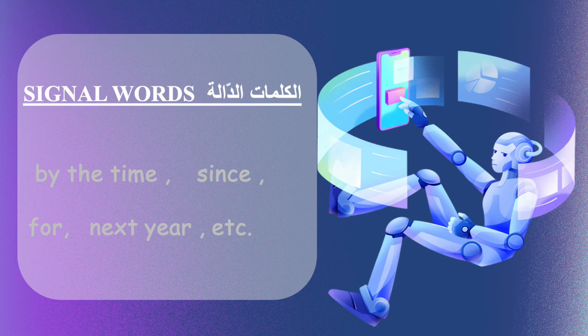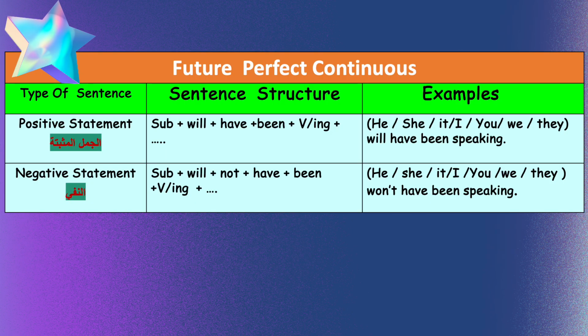Signal words. It's most often used with a time expression, by the time, since, for, next year, etc. How do we make the future perfect continuous tense? The structure is composed of two elements. Verb to be, will have been, plus verb ing, the base verb with ing. Use this form with all subjects.